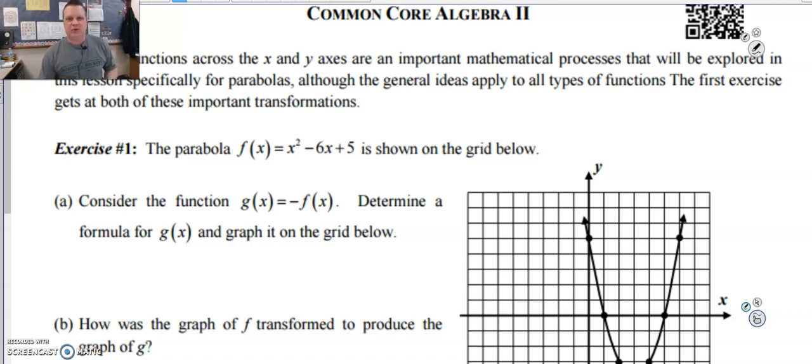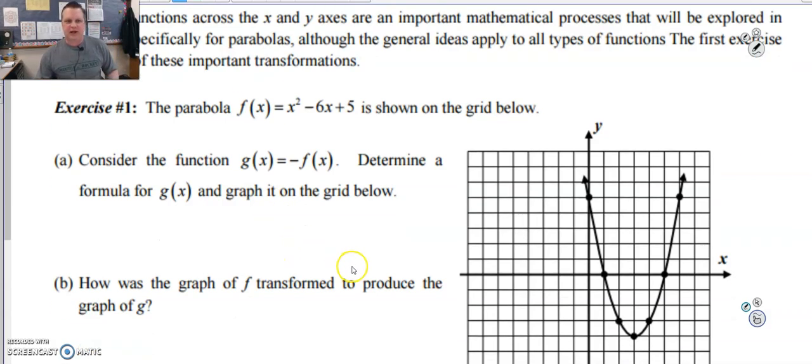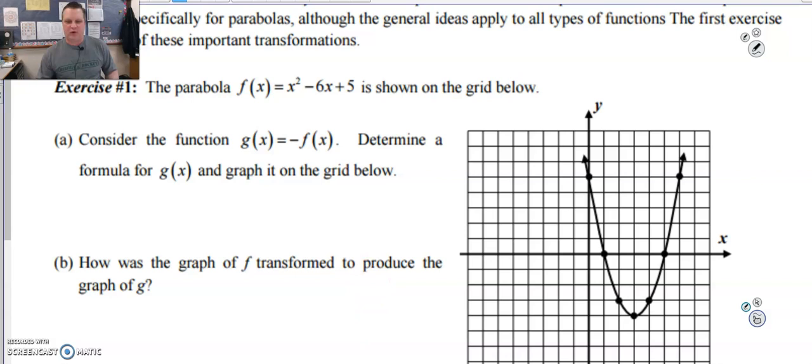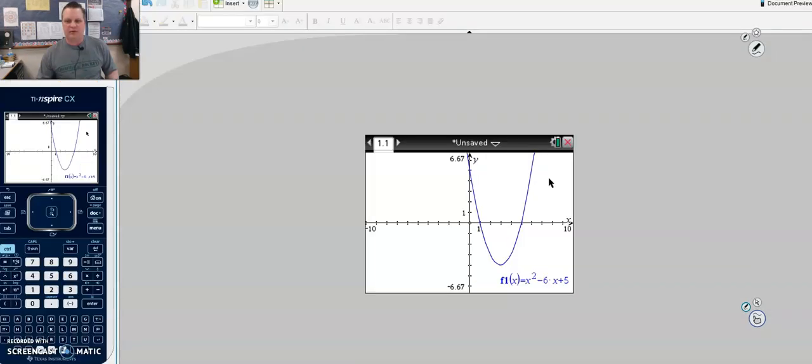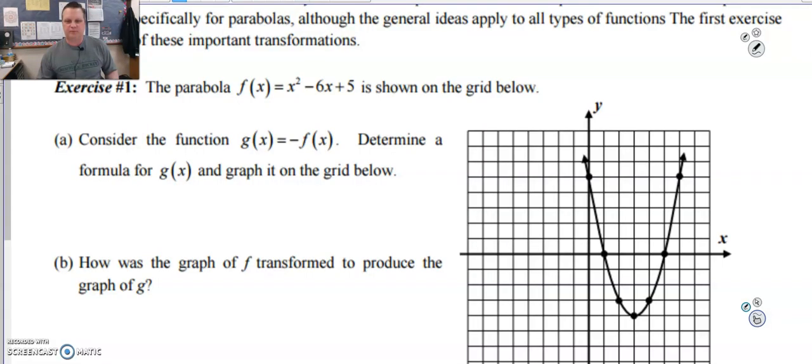Okay. All right, so we're dealing more with parabolas and reflecting of parabolas across the x and y axis, and how to determine that without necessarily always having to graph it. So we look at this first exercise, and the parabola is graphed for you. And I have it on my screen here as well on the calculator. Now consider the function g of x equals negative f of x. So determine a formula for g of x and graph it on the grid.